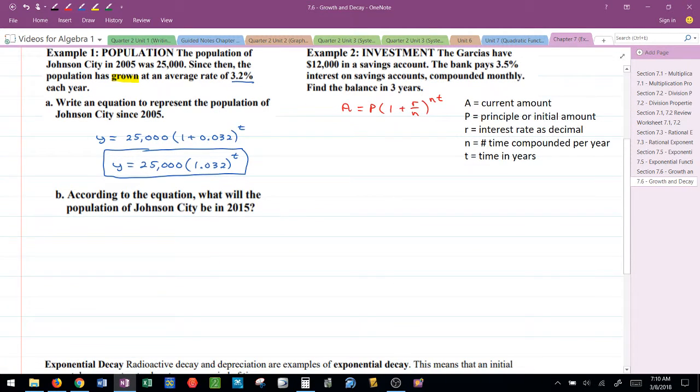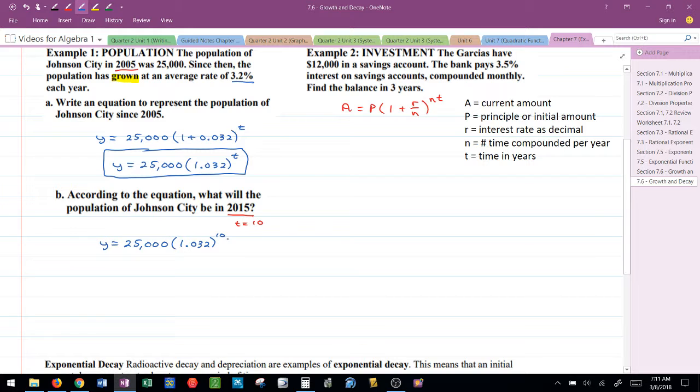Now, if I take that information and I come to this second question, it says, what will the population be according to the equation? It's a predictor. According to the equation, what will the population be in Johnson City in 2015? So from 2005 to 2015, I know that that is representing a t of 10, or 10 years. So I go to my equation, and I say, all right, I've got y equals 25,000 times 1.032 raised to the 10th power.